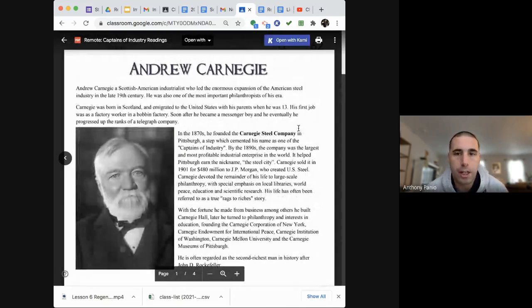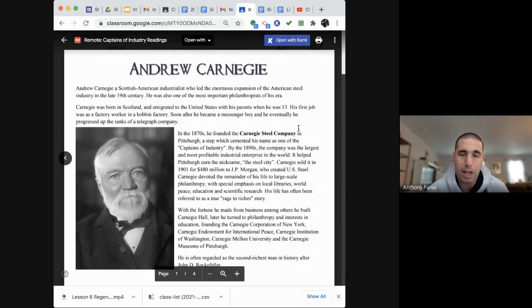So Andrew Carnegie is a Scottish-American industrialist who led the enormous expansion of the American steel industry in the late 19th century. He was also one of the most important philanthropists of his era. Philanthropist is another word for someone who gives to charity and helps the country out. Carnegie was born in Scotland and immigrated to the United States with his parents when he was 13. His first job was as a factory worker in a bobbin factory. Soon after, he became a messenger boy, and he eventually progressed up the ranks of a telegraph company.